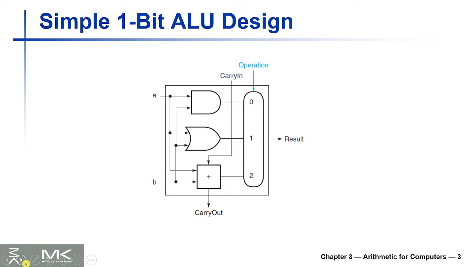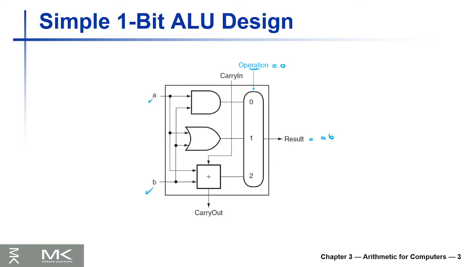Okay, first the simple 1-bit ALU design. The circuit shown here is the basic building block for any MIPS, or even any other processor. This basic building block can do actually 3 operations. Let's assume that A and B are just 1 bit. If you want to do AND, you should put the operation equal to 0. So the output here will be equal to A and B, if the operation equals 0.